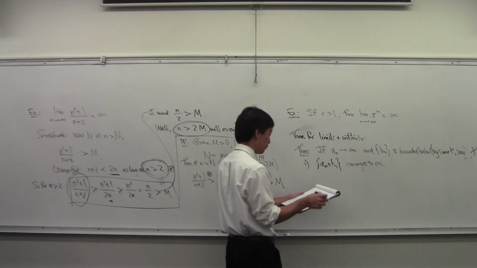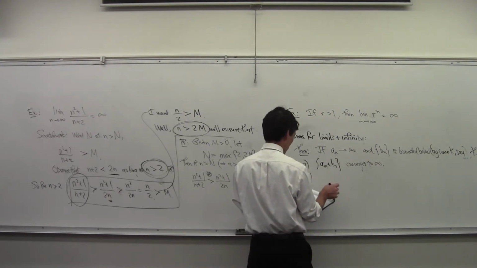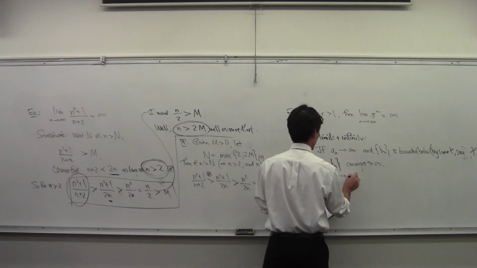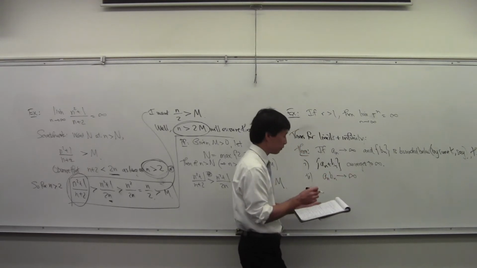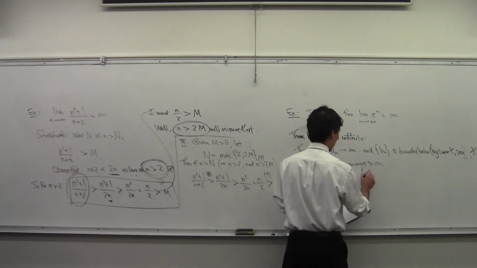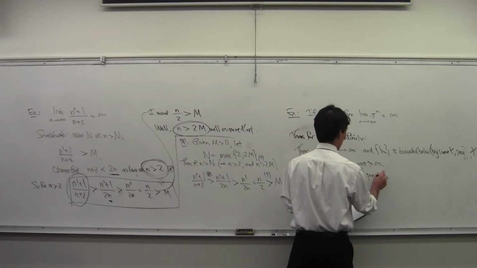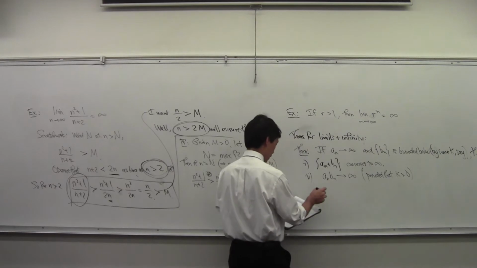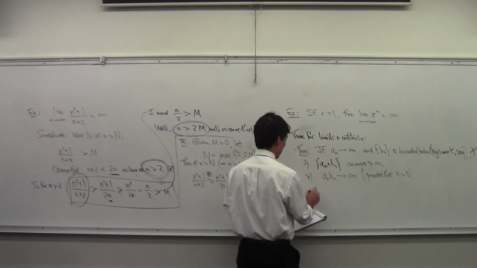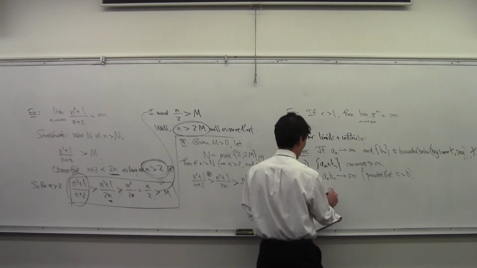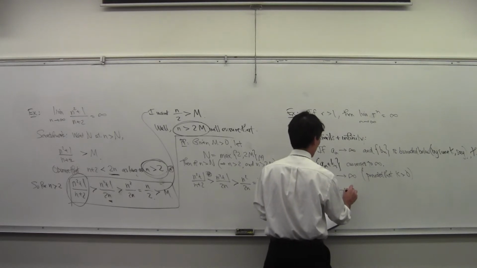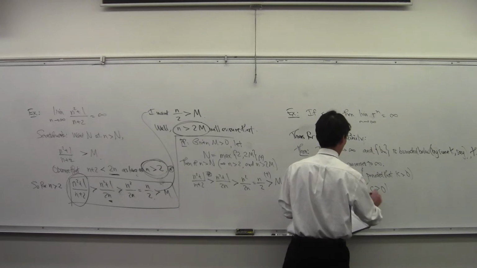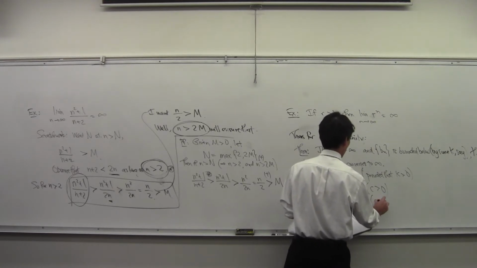In my notes it says diverges to infinity, but anyway. Two, a sub n times b sub n, the product also converges to infinity, provided that k is bigger than 0. And the third one is sort of obvious, that C a sub n converges to positive infinity if C is bigger than 0, and to negative infinity if C is less than 0.